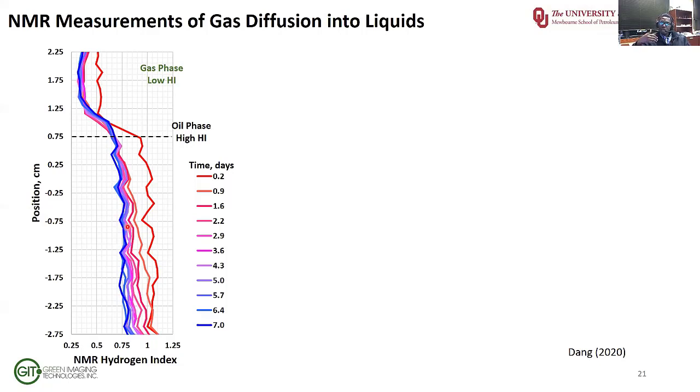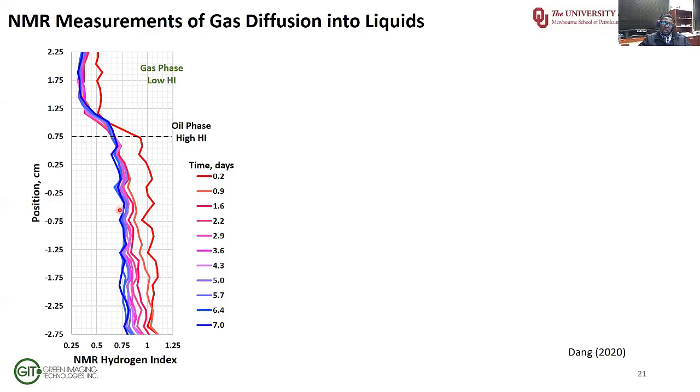Because as we are injecting gas, we expect to see a reduction in the oil density as a function of time, because now we are getting more and more gas into the oil phase, and so that's what we do also observe.